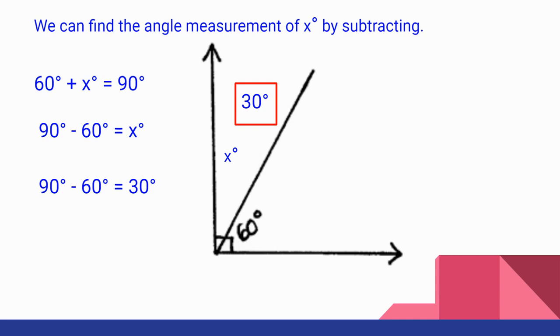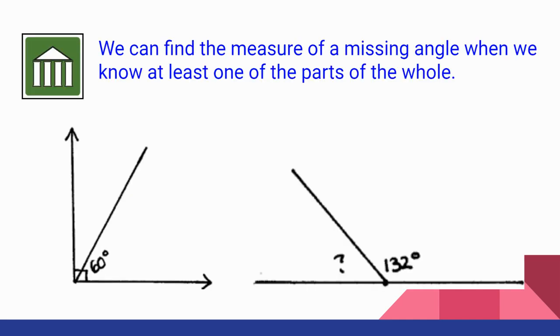Now, on the homework and the problem set, you will be asked to verify this with a protractor. So if you have your protractor handy, make sure you are verifying that your answers are correct. So now that we've done that, we can say that our big idea for this lesson would be that we can find the measure of a missing angle when we know at least one of the parts of the whole.